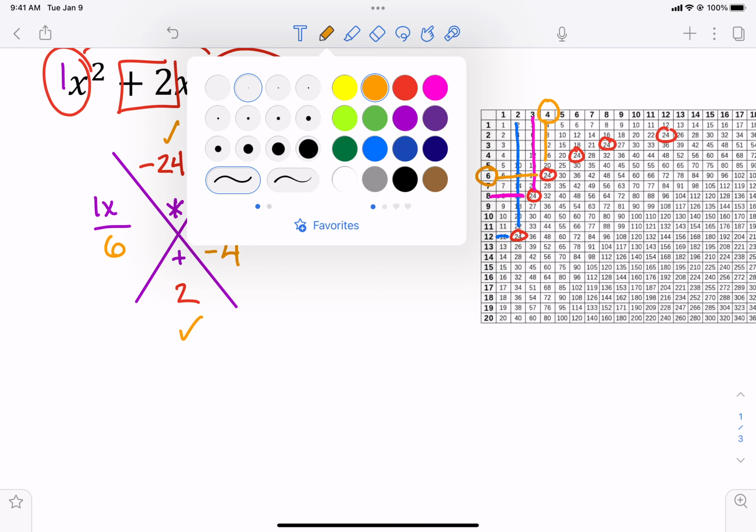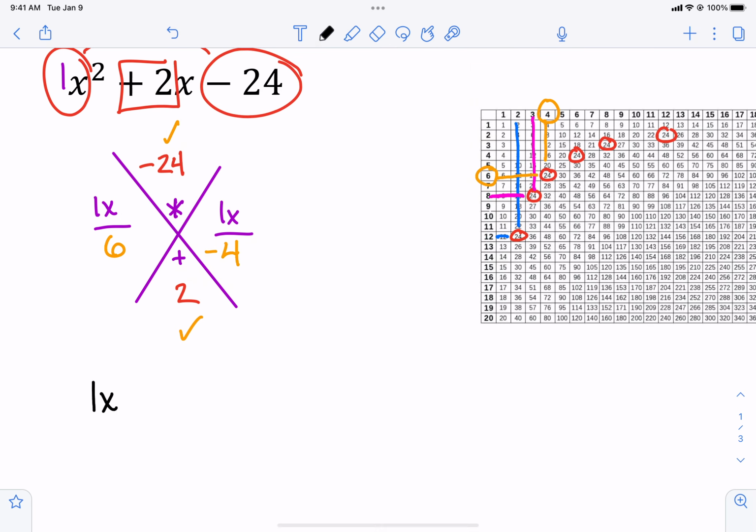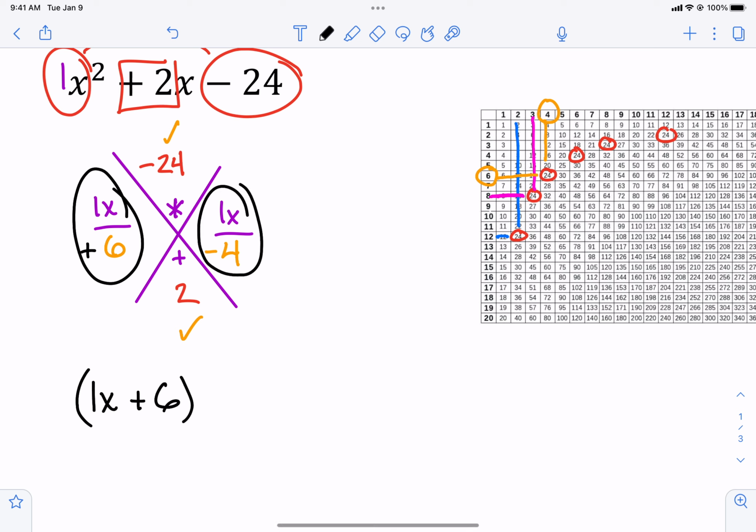So for my final answer here, I'm going to have 1x plus 6, right, because this was positive. Now again, this fraction did not reduce for us, so we were good. And this one over here also does not reduce, so we know we're at our final answer.